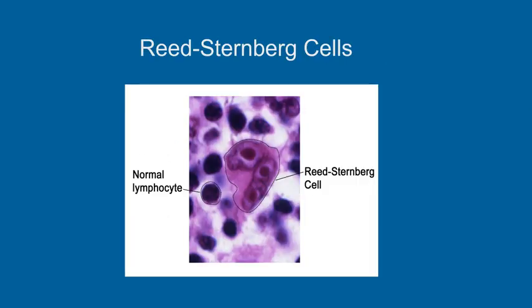You may have heard of something called Hodgkin's and non-Hodgkin's lymphoma. These Reed-Sternberg cells are a large abnormal lymphocyte that is found in those people that have Hodgkin's lymphoma. So if you suspect that someone has lymphoma, but you're not sure whether it's Hodgkin's or non-Hodgkin's, you'll study the blood for the presence of this particular cell, which can help you be a little more accurate in determining the type of lymphoma that might be present.